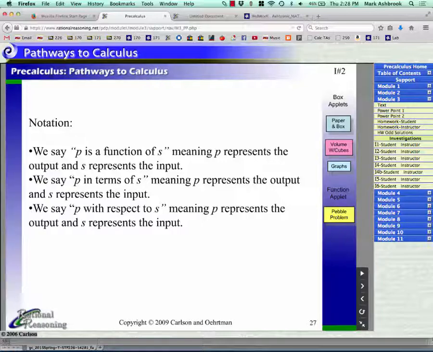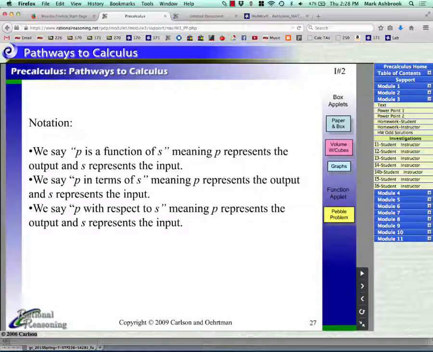So when we get into these application problems, and they set up the problem and use this language, what I find is students dive into the problem but never knew which quantity was input and which was output, so they're confused from the beginning. So when you see these phrases, p is a function of s, p in terms of s, p with respect to s, we've got to identify what is input and what is output.